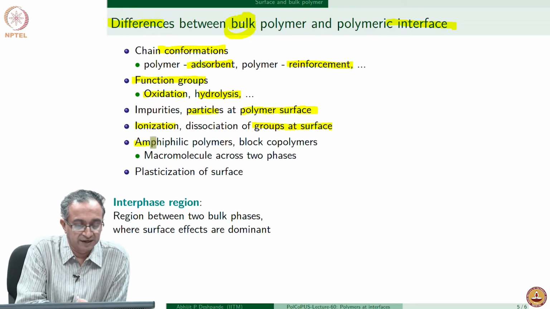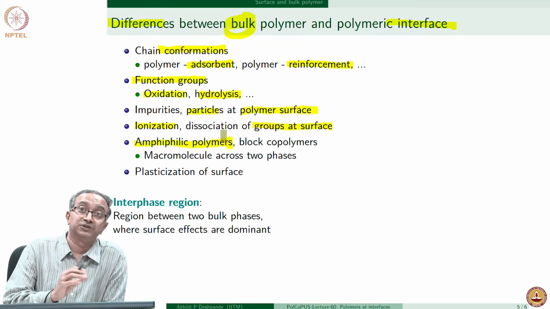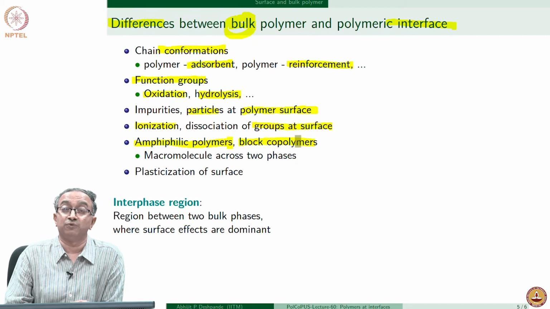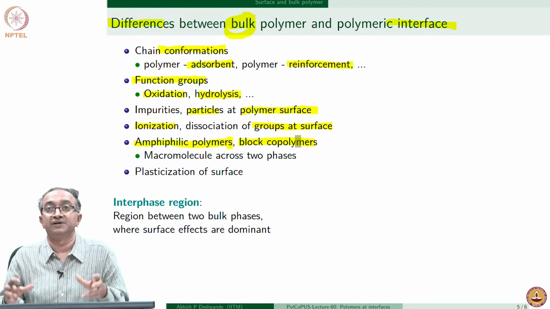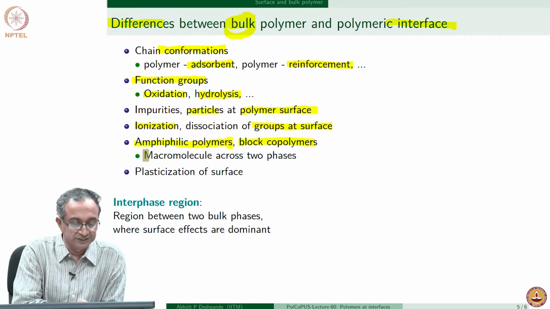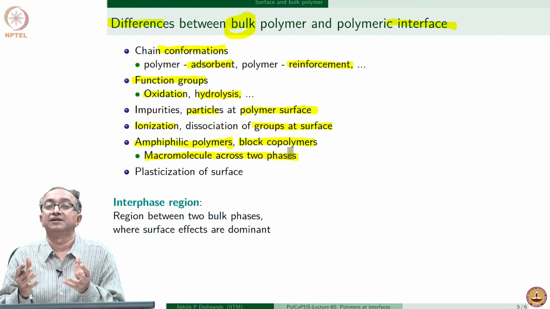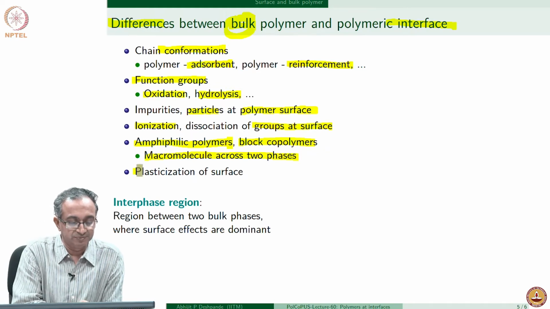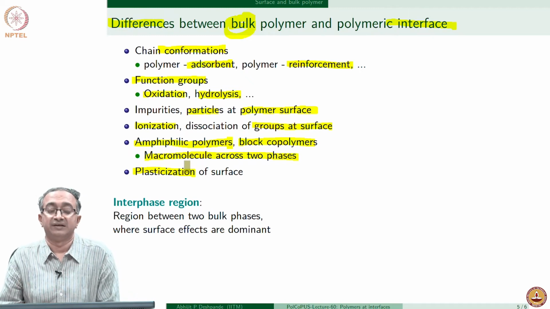We could have an amphiphilic polymer. An amphiphilic substance, for example a surfactant, has both hydrophobic and hydrophilic character. So, if you have a block copolymer or an amphiphilic copolymer, what may happen is that in the bulk of the polymer there may be one distribution of different blocks, but on the surface there may be a different distribution. In general, macromolecules which are across two different phases may be distributed differently depending on what is surrounding them. And of course, some of these things may lead to segmental mobility being completely altered at the interface compared to the bulk.